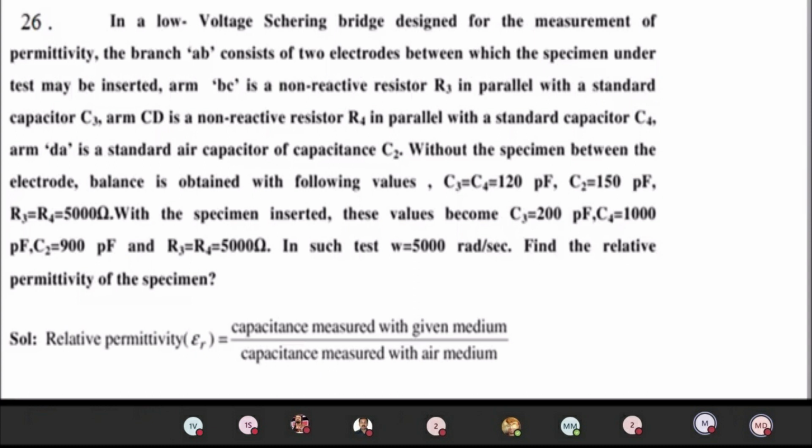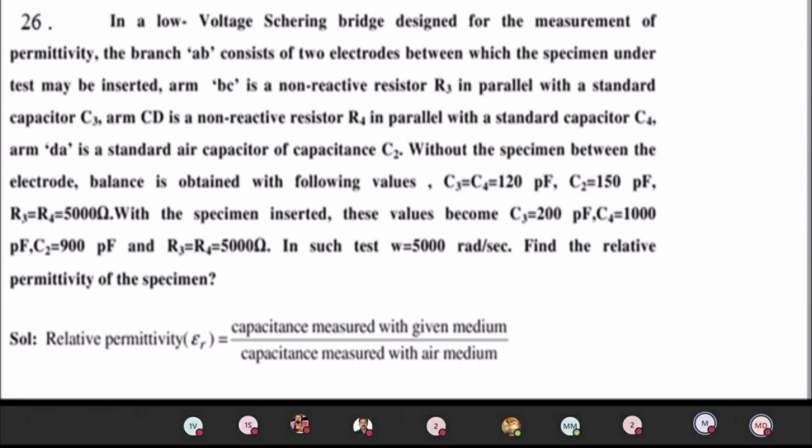And two conditions have been given. Without the specimen between the electrodes, balance is obtained with the following values. That is, all the capacitance values are given: C3 and C4 equal to 120 picofarad and C2 equal to 150 picofarad, R3 and R4 equal to 5000 ohms.